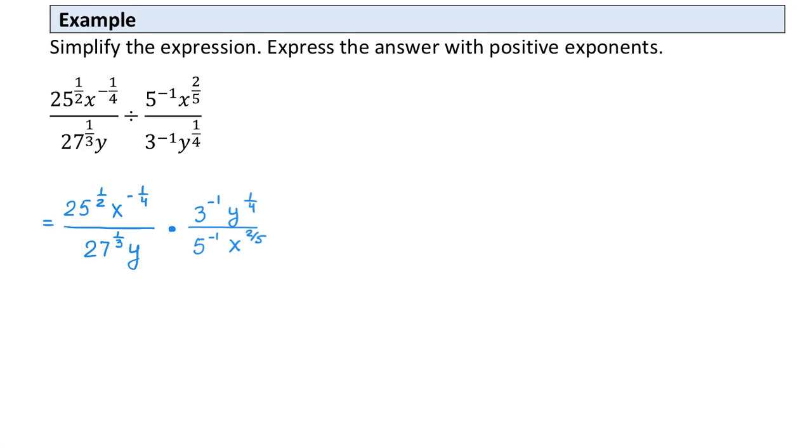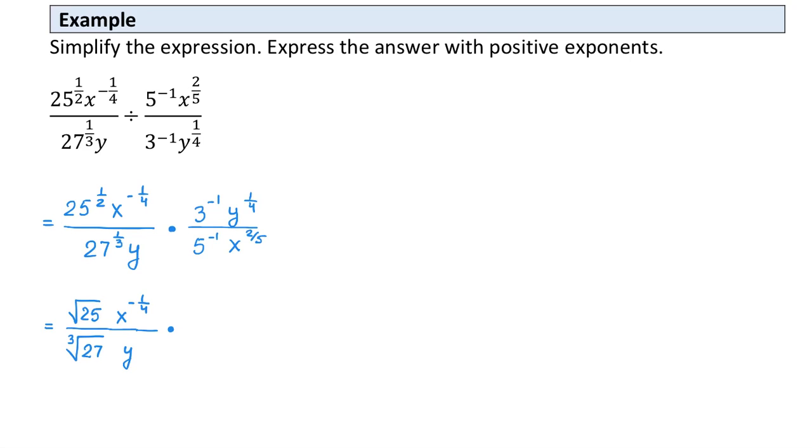We can write 25 to the power of 1 over 2 as square root of 25, and then x to the power of negative 1 over 4. In the denominator, 27 to the power of 1 over 3 will be cube root of 27 multiplied by y. In the second fraction, 3 has a negative exponent, so we will move it down and the exponent will become positive, and 5 also has a negative exponent, so we will move it up and the exponent will become positive.